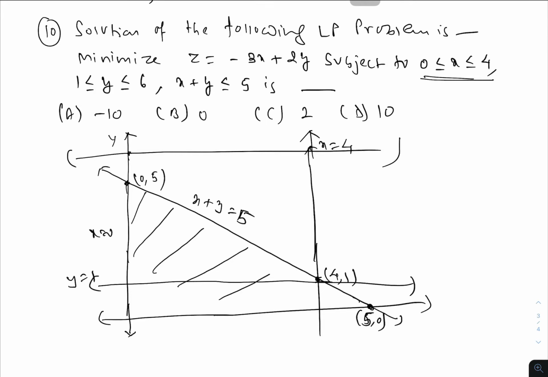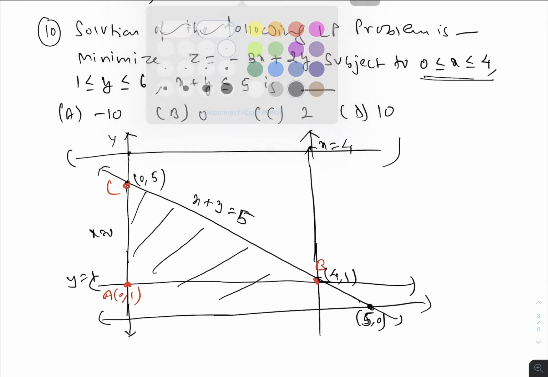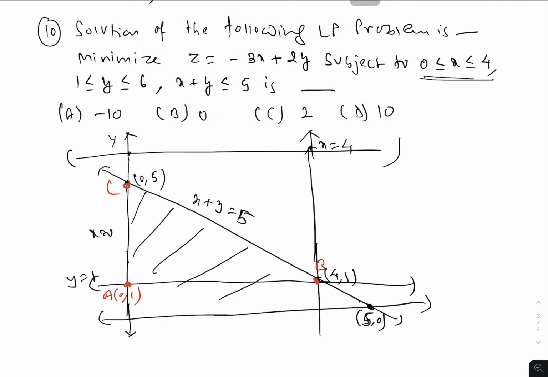So what are the corner points? The corner points are here, that means this is 0, 1, then this one is here, that is 4, 1, and here that is 0, 5. So there are only 3 corner points, and z equal to minus 3x plus 2y, and the corner points are 0, 1, then 4, 1 and 0, 5.